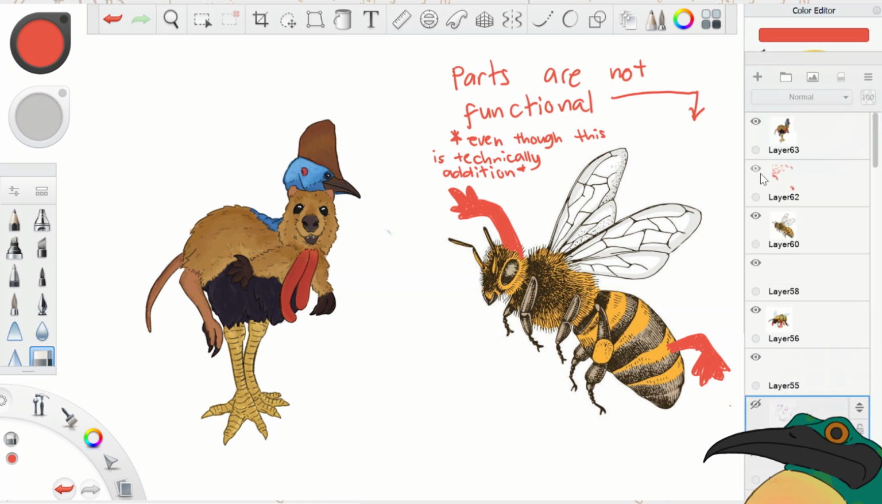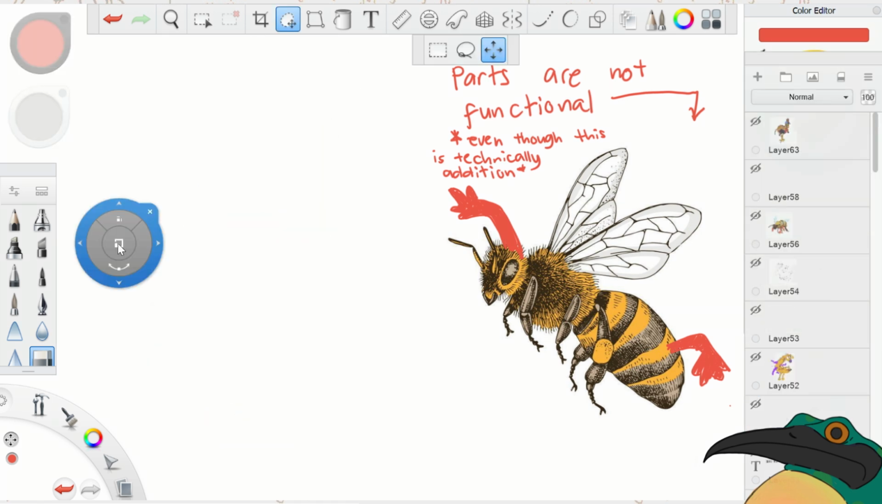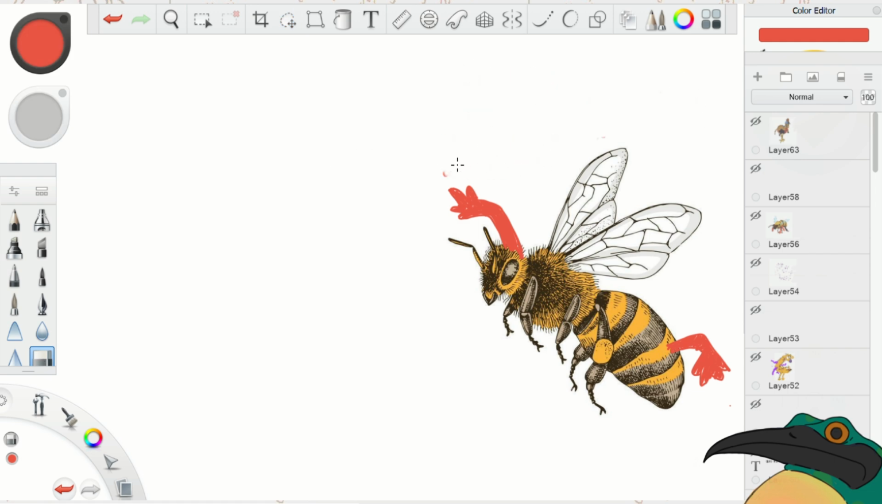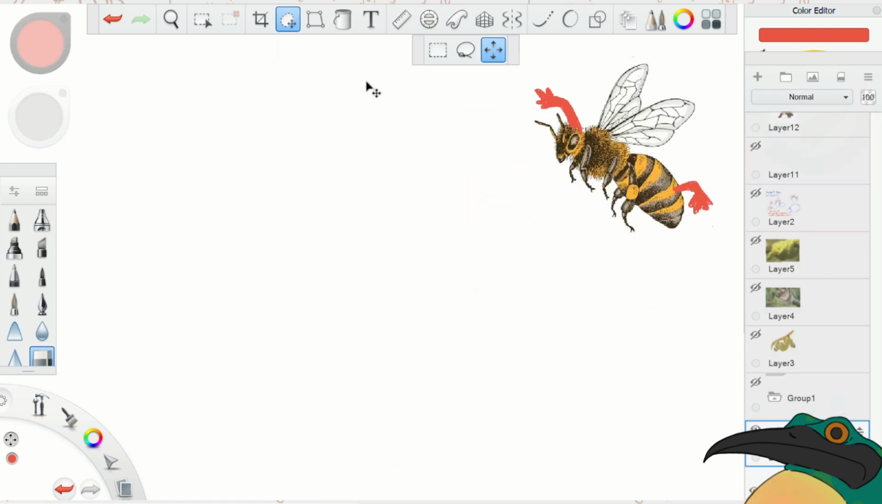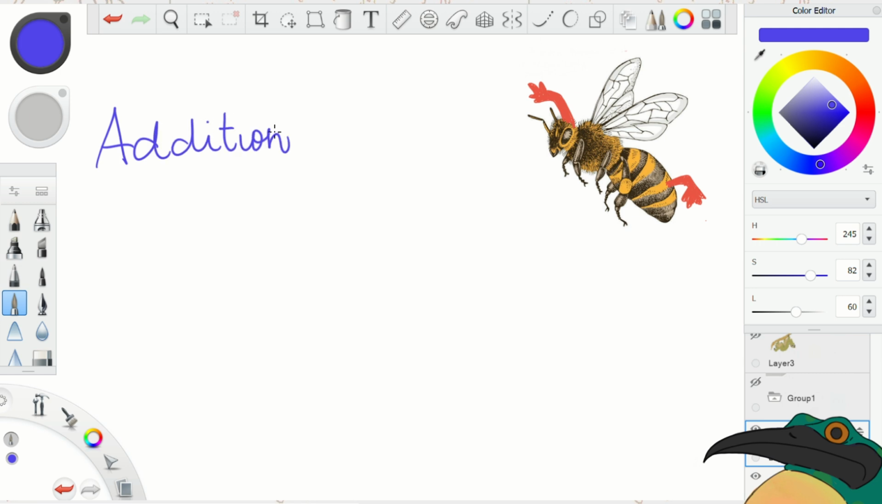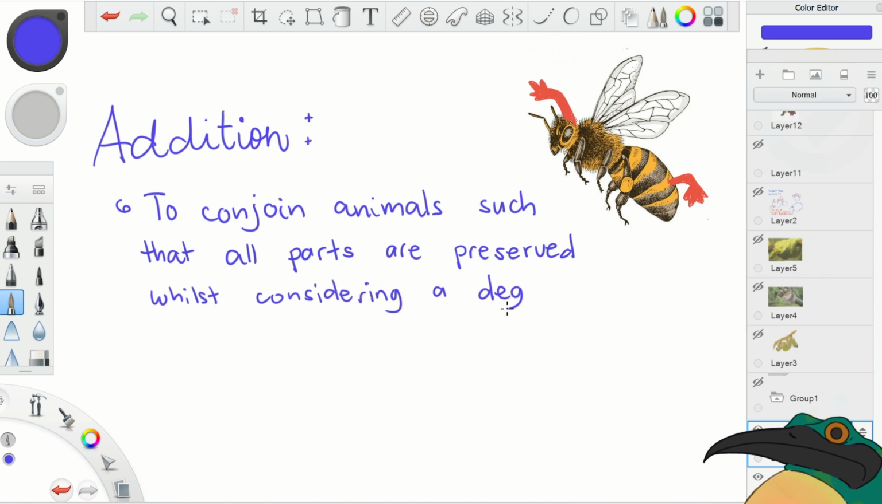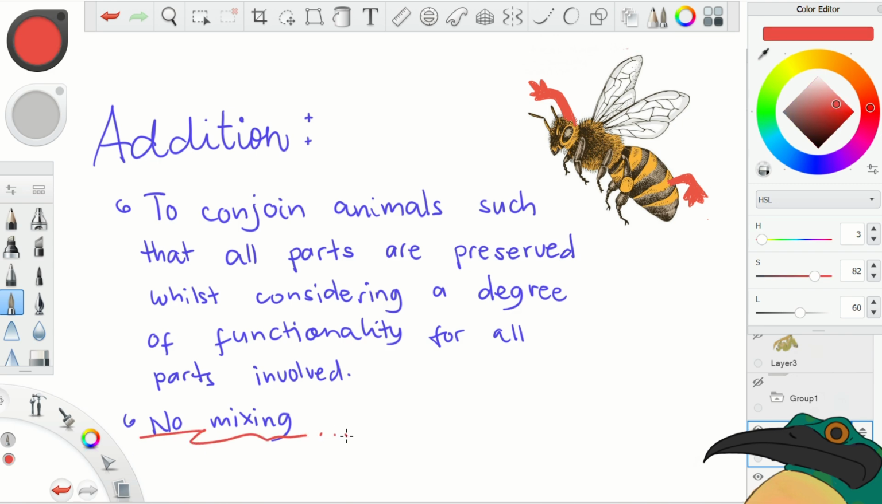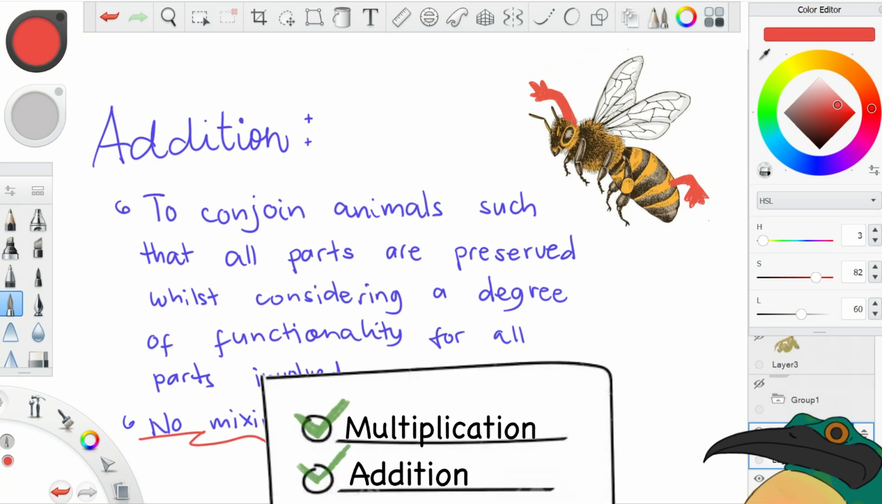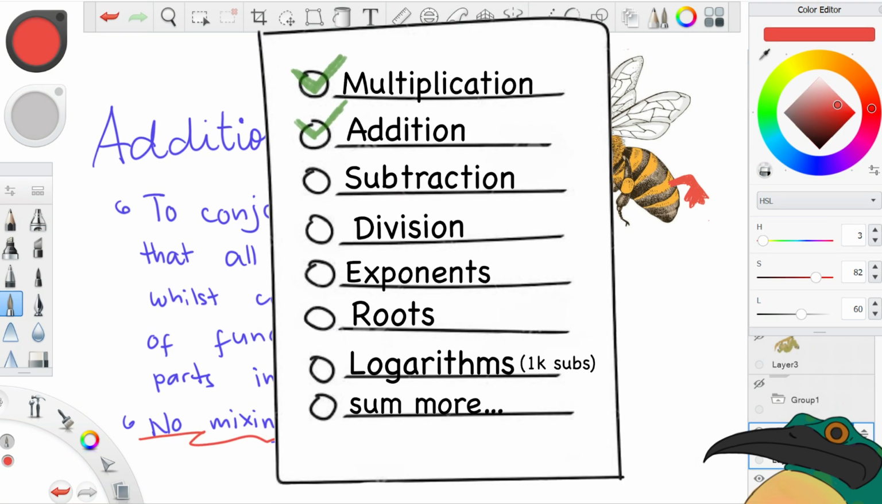So yeah, that's pretty much it for addition. A simple operator, but hard to work with at times, honestly. To recap, adding animals in Animalgebra means to conjoin the animals wherein all their parts are preserved while maintaining a degree of functionality for all those parts. So yeah, that's for addition. 2 down out of the basic 6 operations and maybe more in the future.